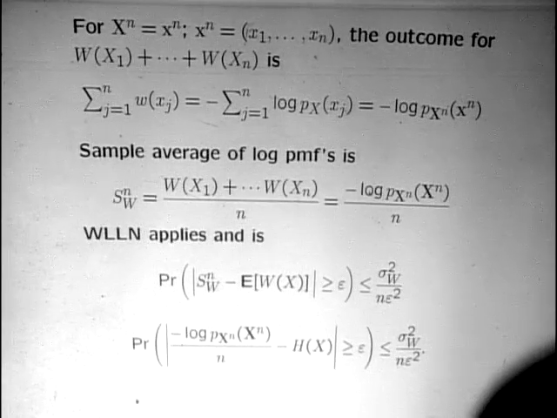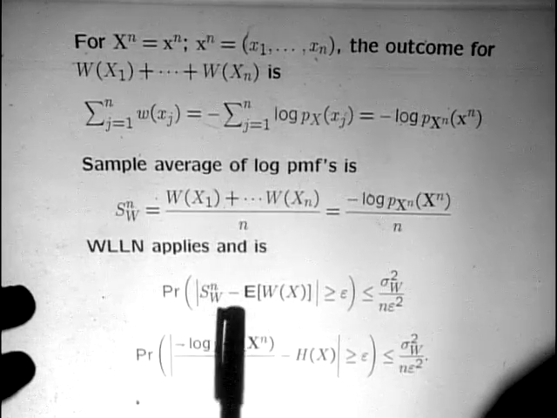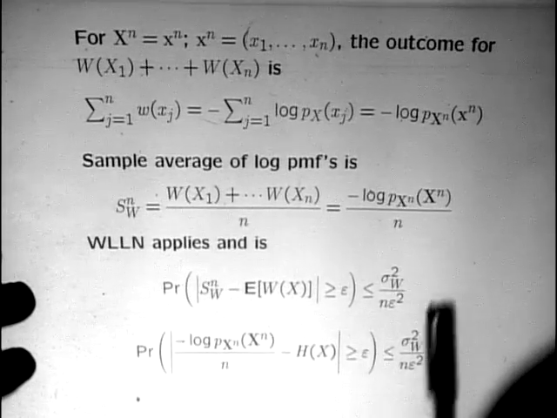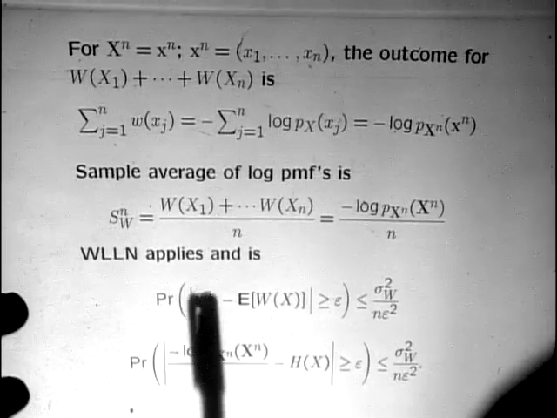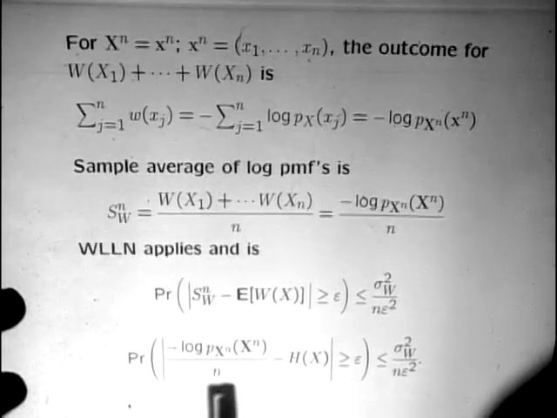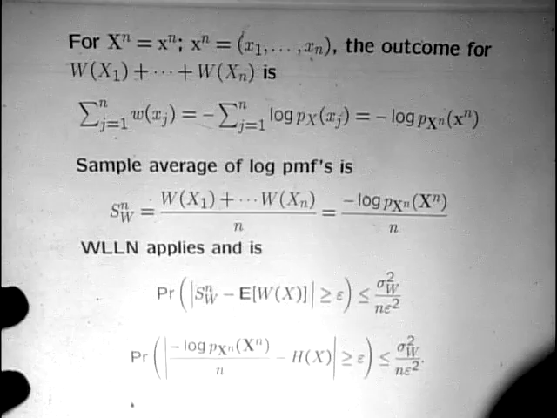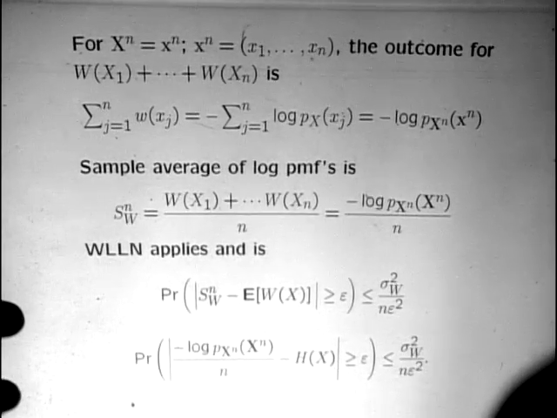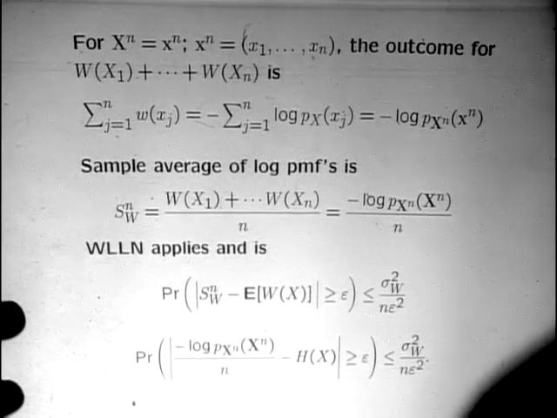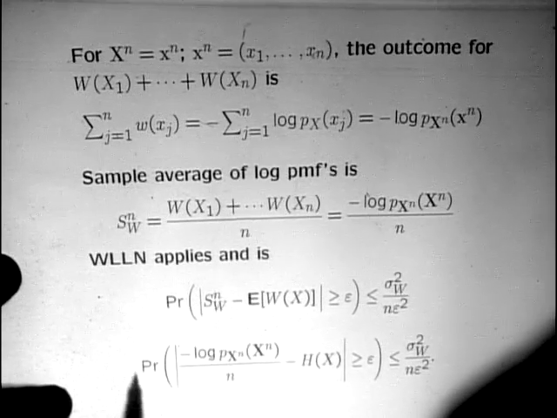The weak law of large numbers applies, and the probability that this sample average minus the expected value of w of x is greater than or equal to epsilon is less than or equal to this quantity here. This quantity is the probability that minus the logarithm of the probability of x sub n divided by n, minus h of x, is greater than or equal to epsilon. So this is the thing that we really want, okay?